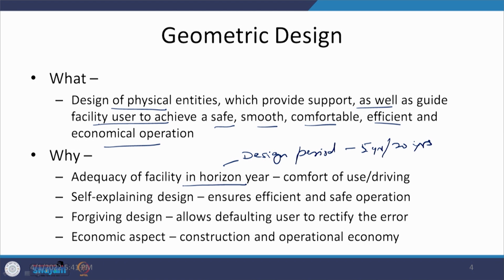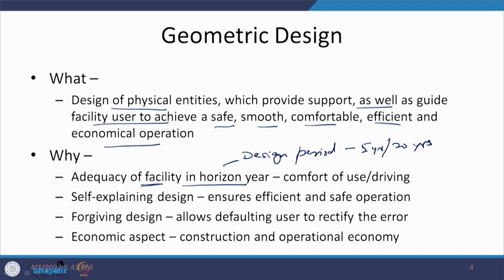Now, in a span of 5 or 20 years, things may change a lot. There may be new vehicle technologies, an increase in population, and an increase in vehicle ownership and the number of vehicles moving on the roads. Therefore, whatever facility we are creating here should be adequate enough to provide comfortable movement for all road users, even up to that design period or horizon year. So, that is the very first thing we need to look at.